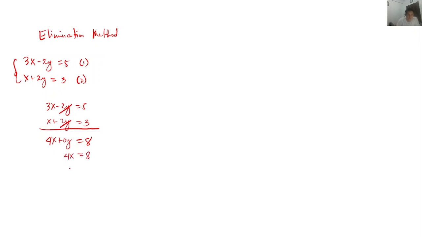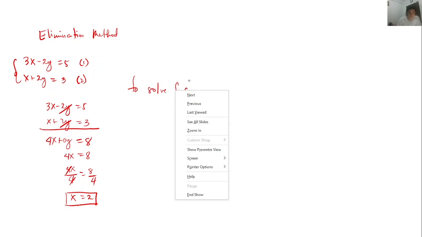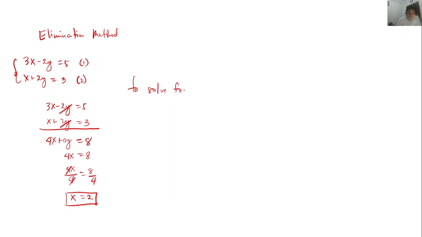Then divide both sides by 4. 4x over 4 is equal to 8 over 4. Then divide or cancel out. x is equal to 2. Therefore, we have the value of x which is equal to 2. Then to solve for y, what are we going to do?